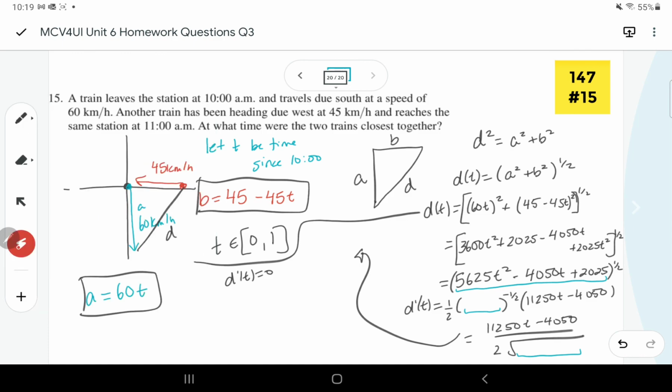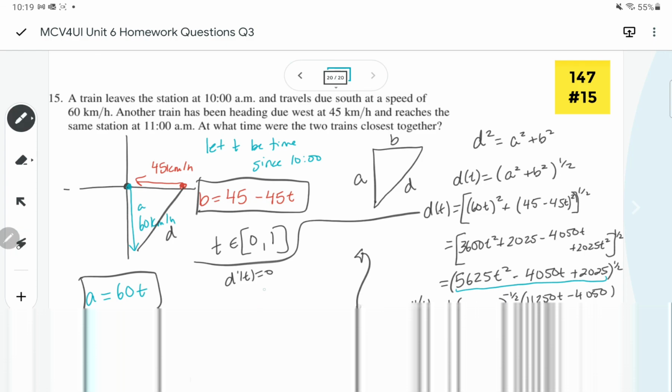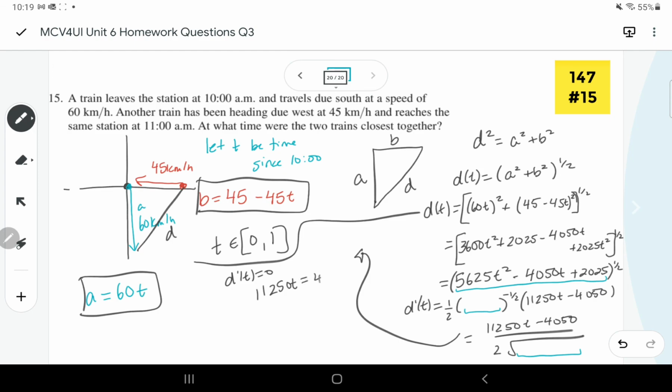So what I'm really looking for, if this equals 0, is if the numerator equals 0. If the derivative equals 0, then 11,250t will equal 4,050. So t would be, actually, 0.36. So that's an exact value. We want to figure out what that is in minutes. So it's 0.36 hours. I'm going to do times 60 to get the number of minutes. So 21.6 minutes.